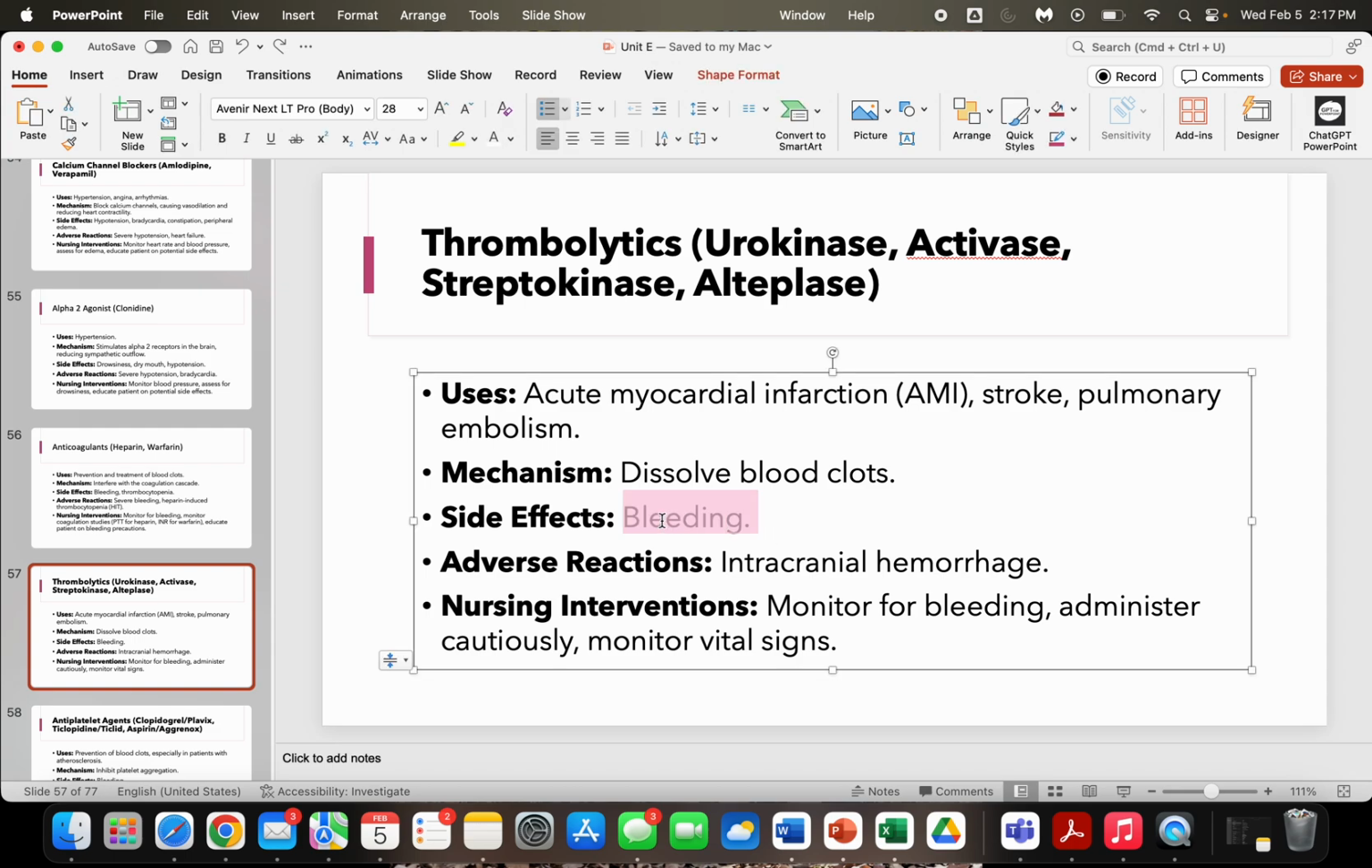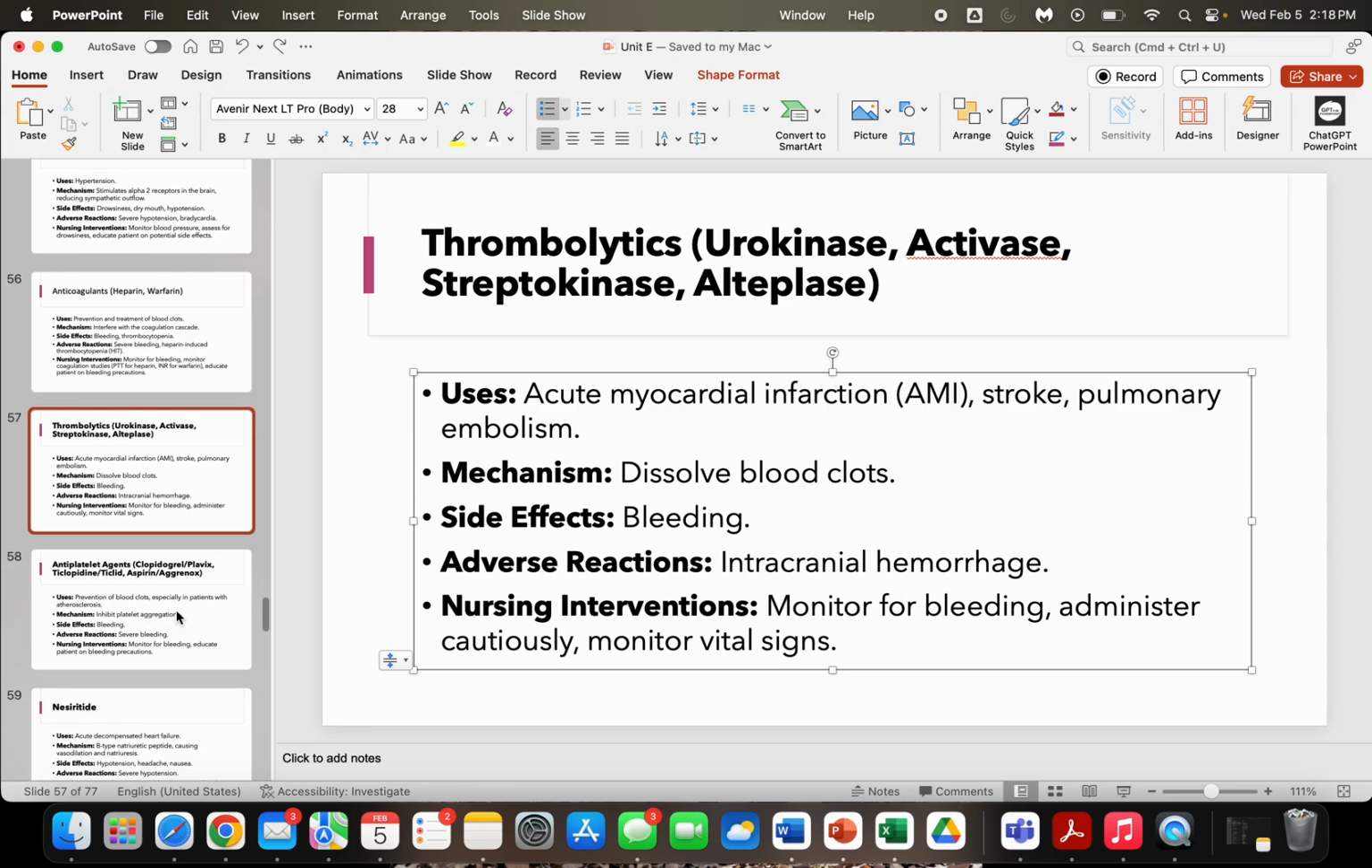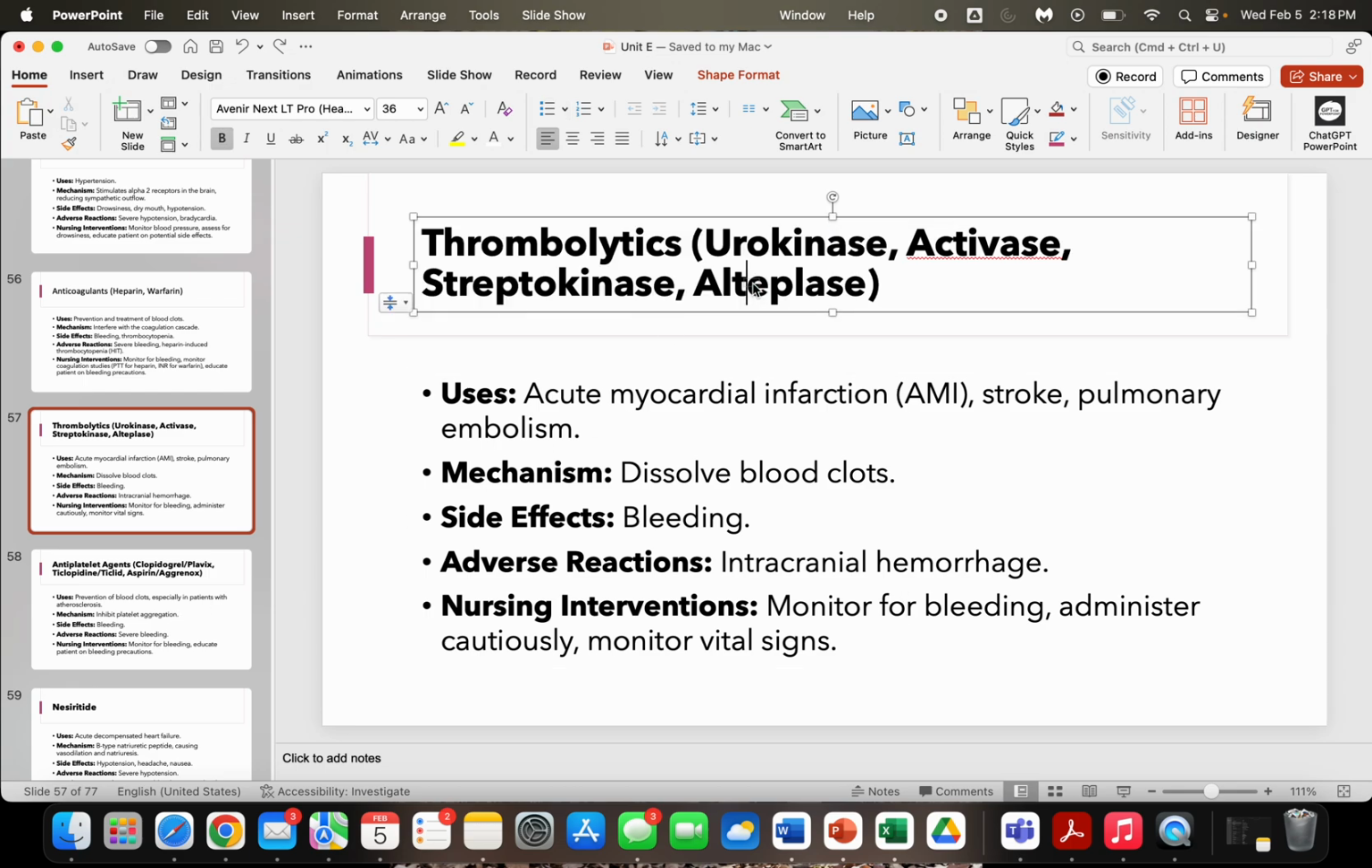The biggest concern with these is they can actually cause you to bleed because they're literally dissolving anything inside the blood, okay? Other things that can occur with this, intracranial hemorrhage. So if you're bleeding here, right, we're trying to dissolve a clot here or here, we can also bleed in the brain. So we want to monitor for any kind of signs and symptoms of that, right? Biggest thing in these is to monitor for bleeding. Always assess vital signs. Make sure that your patient isn't exhibiting signs and symptoms of bleeding. Of these, alteplase is the one you're going to see, and you're probably going to hear it referred to as TPA, okay?